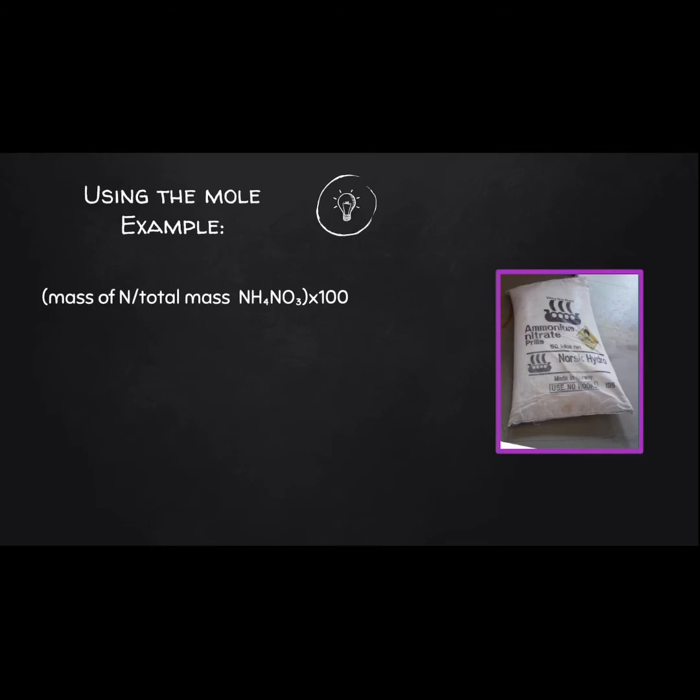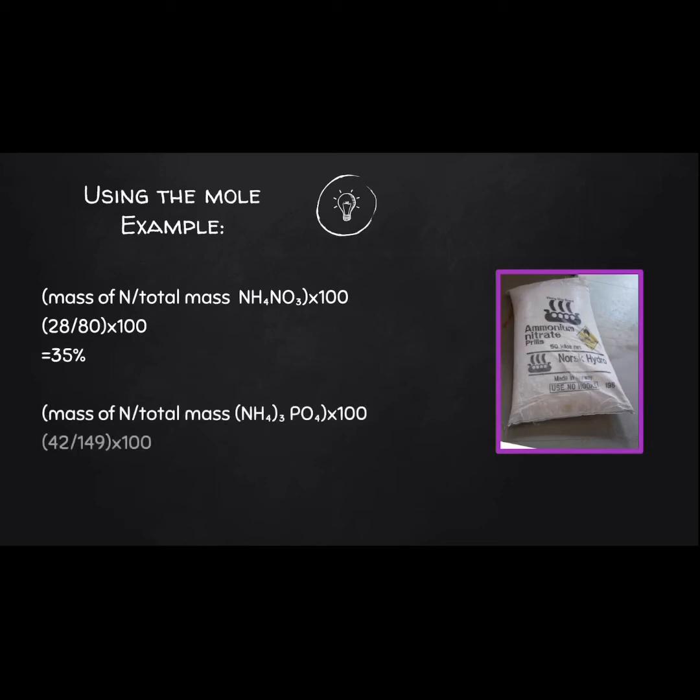Okay, so my total mass of nitrogen and then my total mass of ammonium nitrate. So my mass of nitrogen in this compound is 28 because I have 2 nitrogens. I'm going to divide that by 80, which is my mass of the whole thing, and then I'm going to multiply by 100. And that'll give me about 35%. So that means 35% of ammonium nitrate is nitrogen.